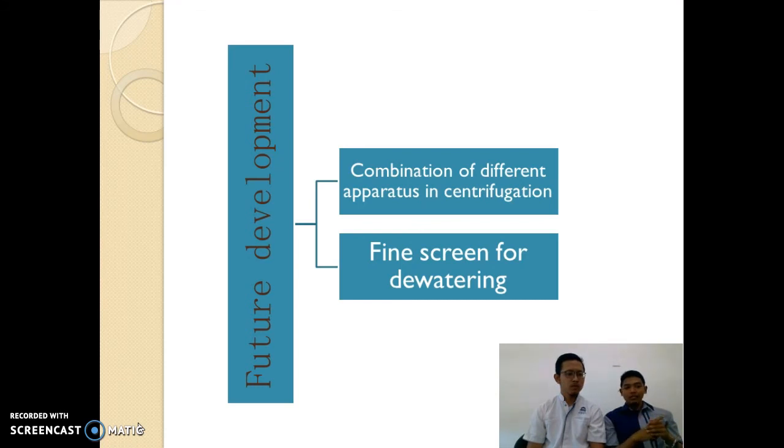For the second one, it is fine screens for dewatering, which is known as wastewater treatment. Basically, in this process we use fine screens that can protect process equipment and eliminate inhibitory material, to allow biosolids reuse.